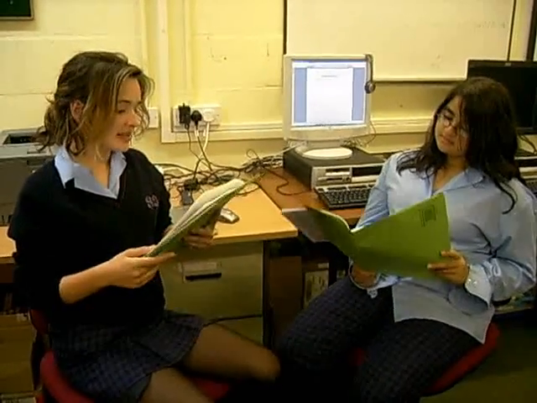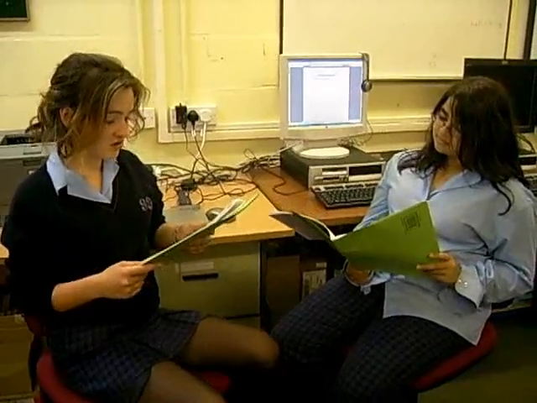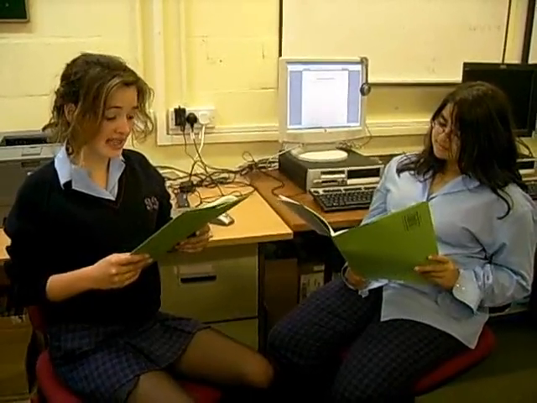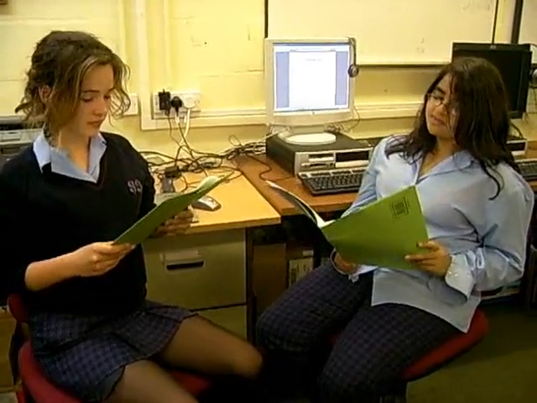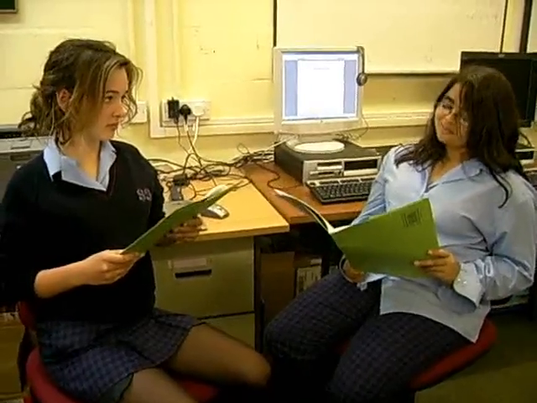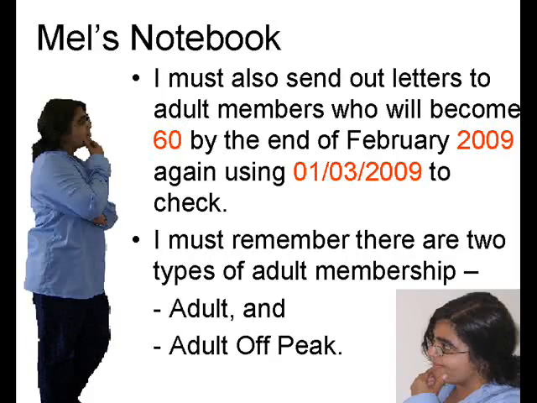Can you also send out letters to adult members who will become 60 by the end of February 2009? This is to remind them when they will need to change their membership to senior member when they renew after they reach 60. I can do that, but I must remember that there are two types of adult members, adult and adult off-peak. I must also send out these letters using the 1st of March 2009 to check.